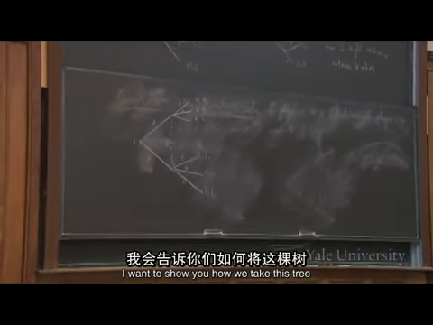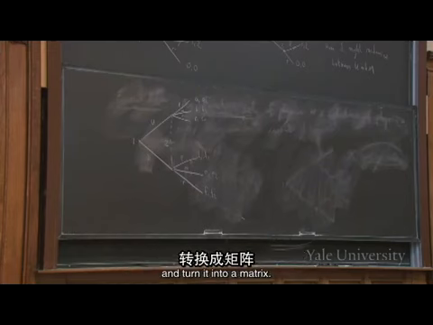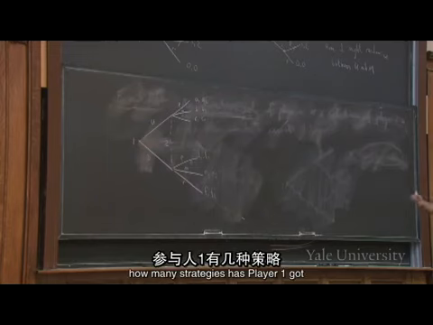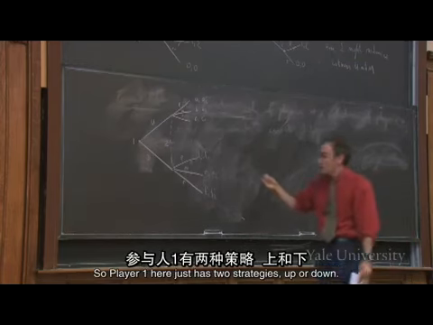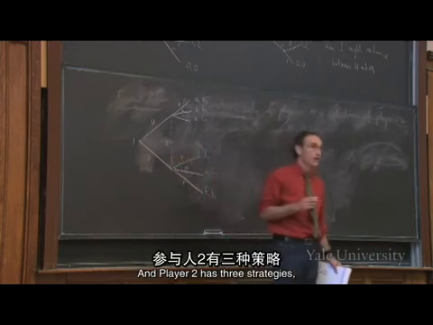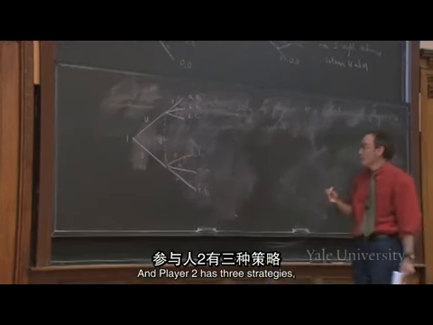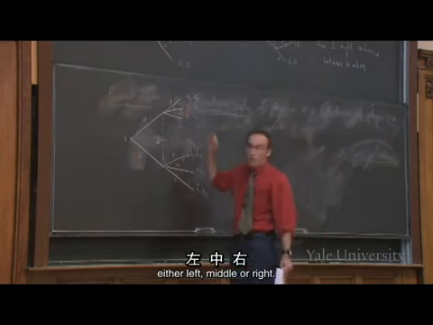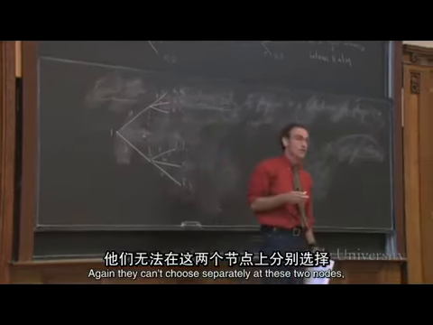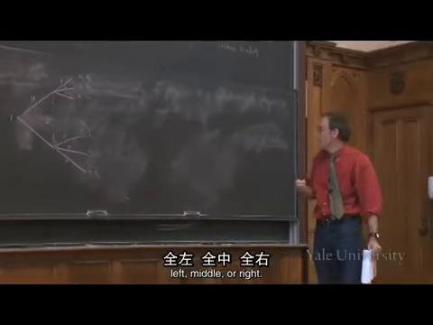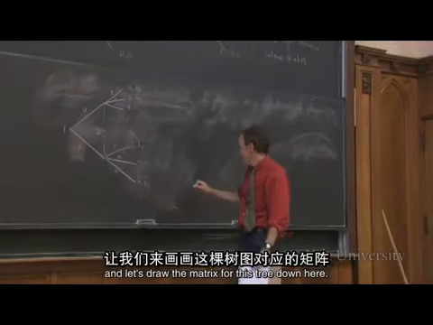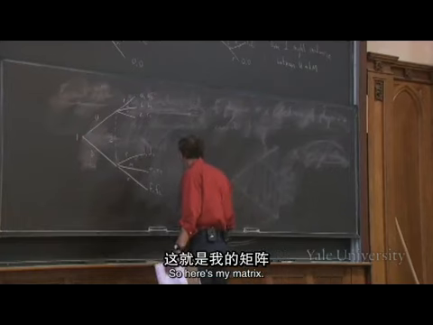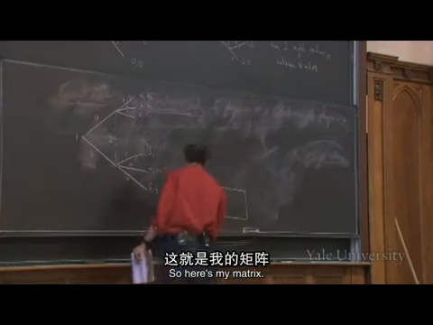And I want to show you how we take this tree and turn it into a matrix. So how do we do it? Well, we look and ask how many strategies player 1 has and how many strategies player 2 has. Player 1 here just has 2 strategies, up or down, and player 2 has 3 strategies, either left, middle, or right. They can't choose separately at these 2 nodes, so they really just have 3 choices. So leave a space here in your notebook, leave a space to the right, and let's draw the matrix for this tree down here. All right, so here's my matrix.